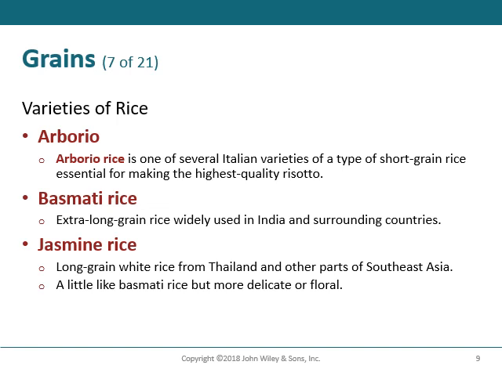Basmati rice is an extra long grain rice that's used in India and some of the surrounding countries. You can also find some hybrids and varieties of it grown in various parts of the world, even in the United States. There's one, I believe it's called Texmati, that was bred in Texas, and it's a great rice.